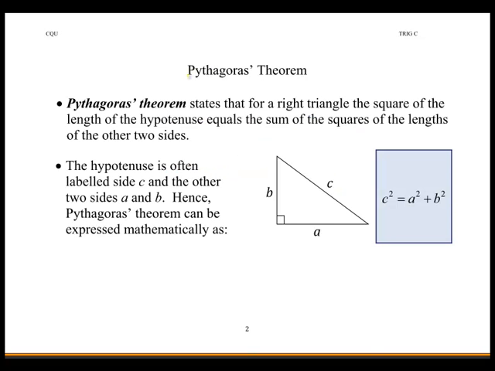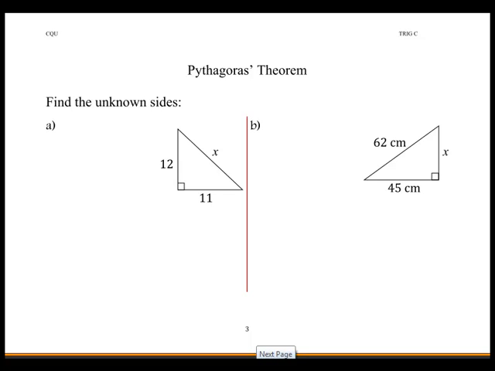So what we're going to do here is talk about Pythagoras' theorem. Now, Pythagoras' theorem applies to right angle triangles, as we've discussed in the previous section. We've got to have a right angle there. Now, Pythagoras' theorem is a rule that associates the sides together to give us the formula as given there: c squared is equal to a squared plus b squared.